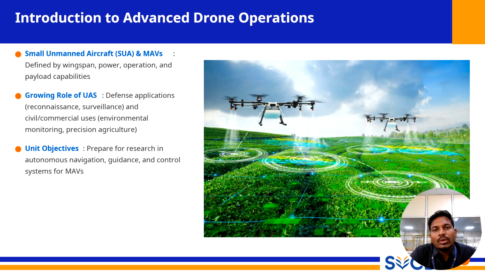The distinction between these and the large drones or the traditional aircraft is arbitrary. It is defined by a specific set of characteristics. As the slide notes, these definitions are based on factors like wingspan, power, mode of operation, and, very critically, payload capacity. For example, a small wingspan presents unique aerodynamic challenges and opportunities, allowing these aircraft to operate in confined spaces where large systems cannot go.